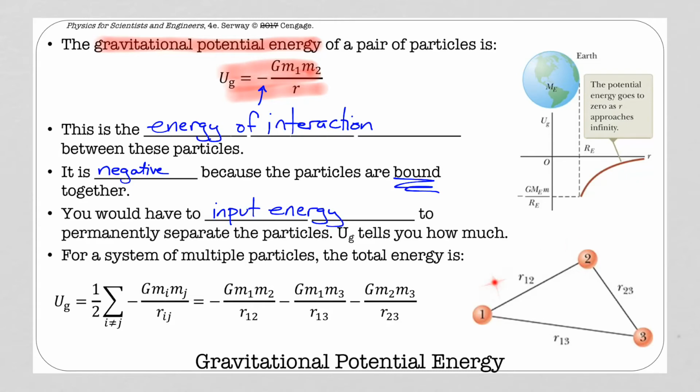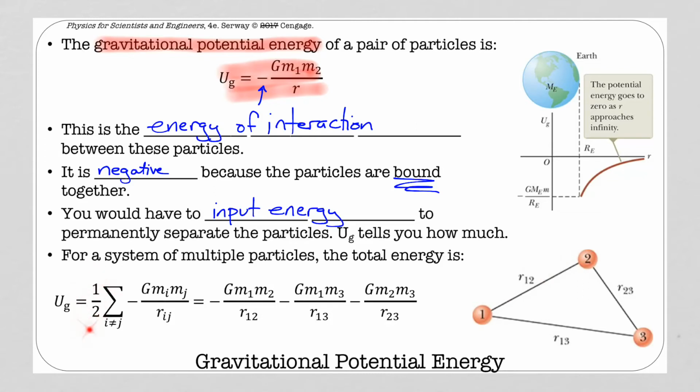If you have some system of particles where you have multiple particles that would be interacting with each other through gravity, then the gravitational potential energy of that whole system would be the summation of all the pairs of particles. You'd be adding up how much energy you have in each pair of particles.